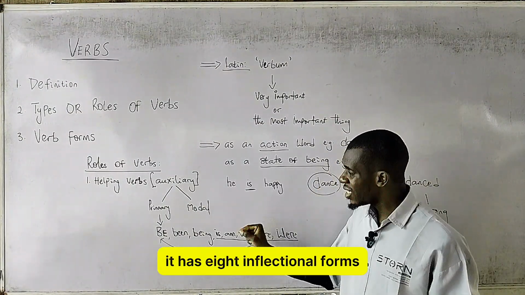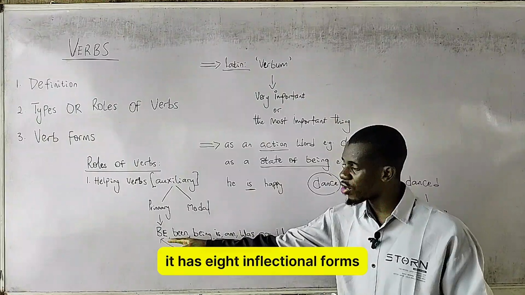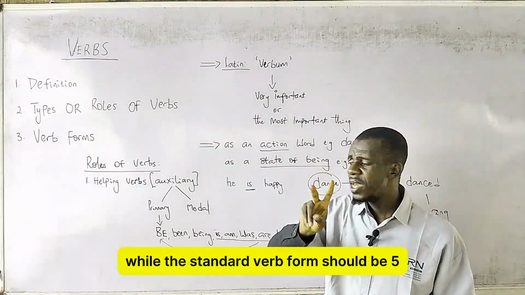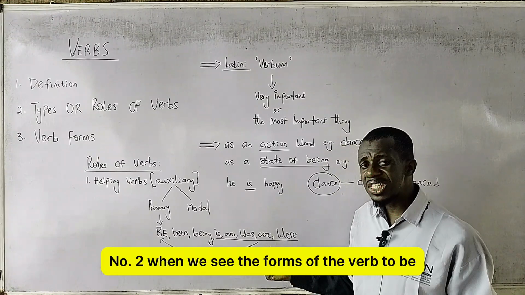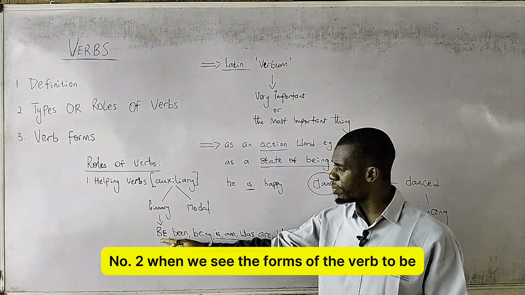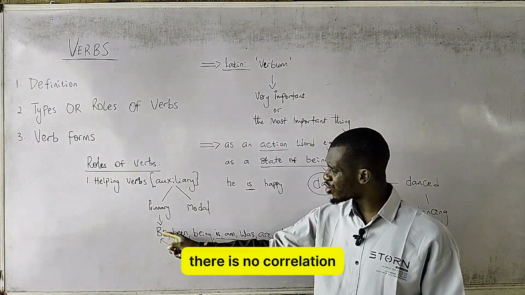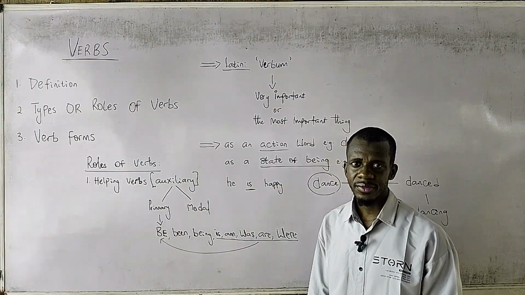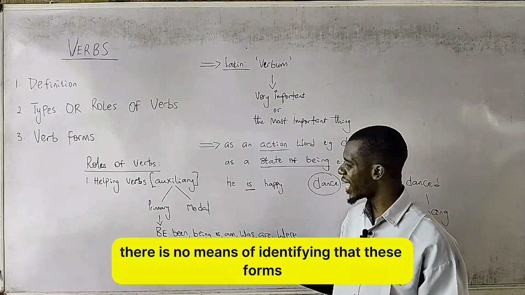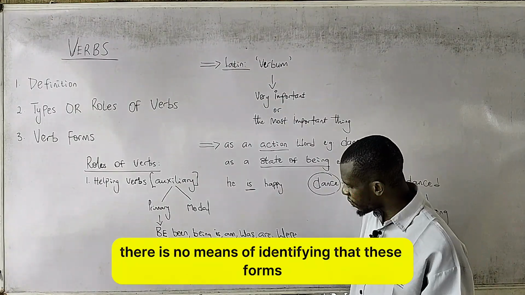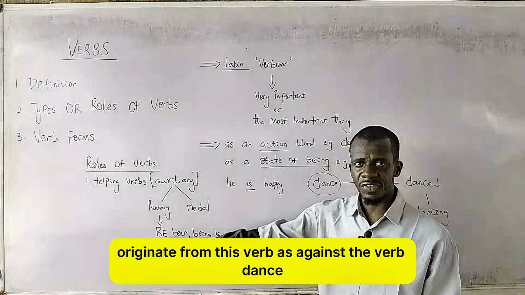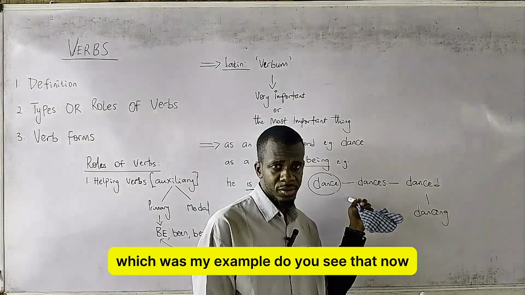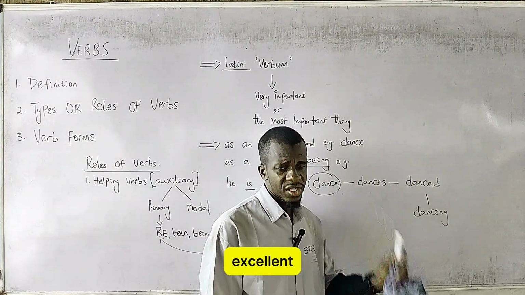Number one, it has 8 inflectional forms, while the standard verb form should be 5. Number two, when we see the forms of the verb to be, there is no correlation between the forms and the root verb. So there is no means of identifying that these forms originate from this verb, as against the verb dance, which was my example. You see that now? Excellent.